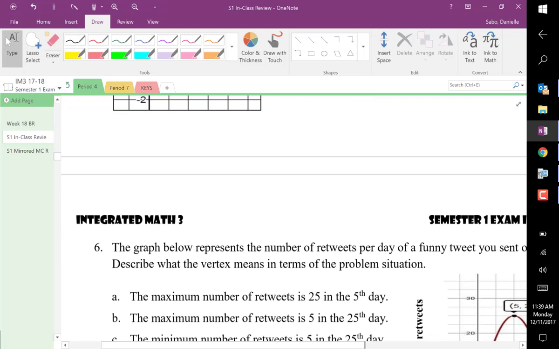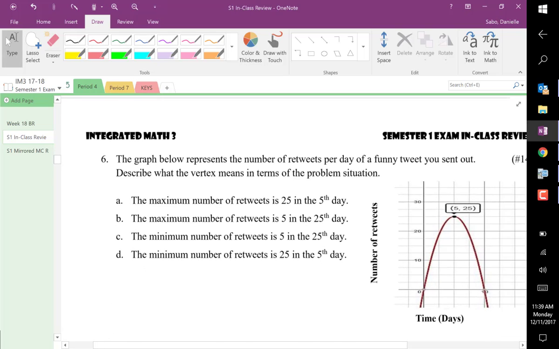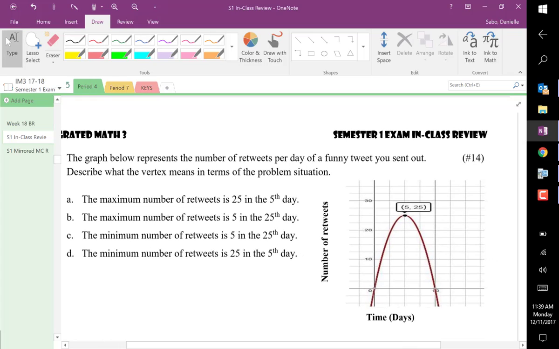We're good? Okay. Now, here is something, like I said, this one cannot be any more similar to the one on the exam. I try to make it at least somewhat relatable here. The graph below represents the number of retweets a day of a funny tweet that maybe Tommy sent out that he thinks is funny, but he's not.